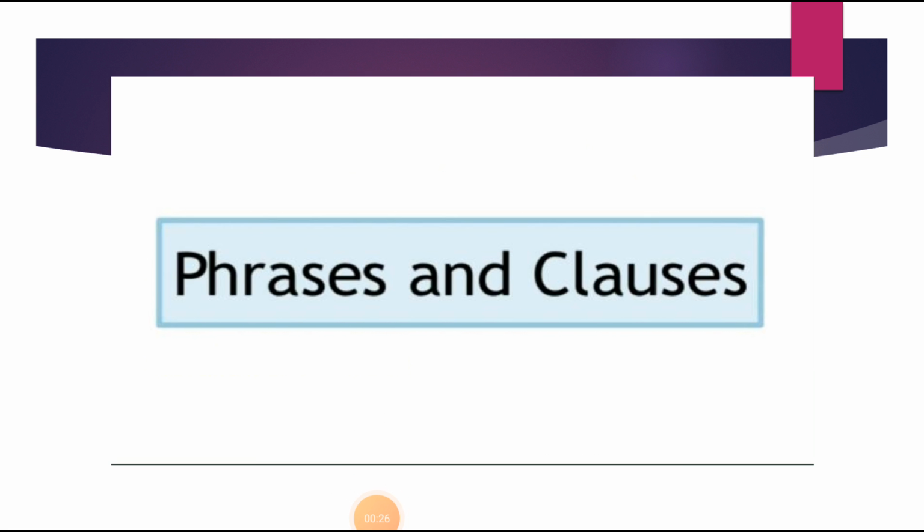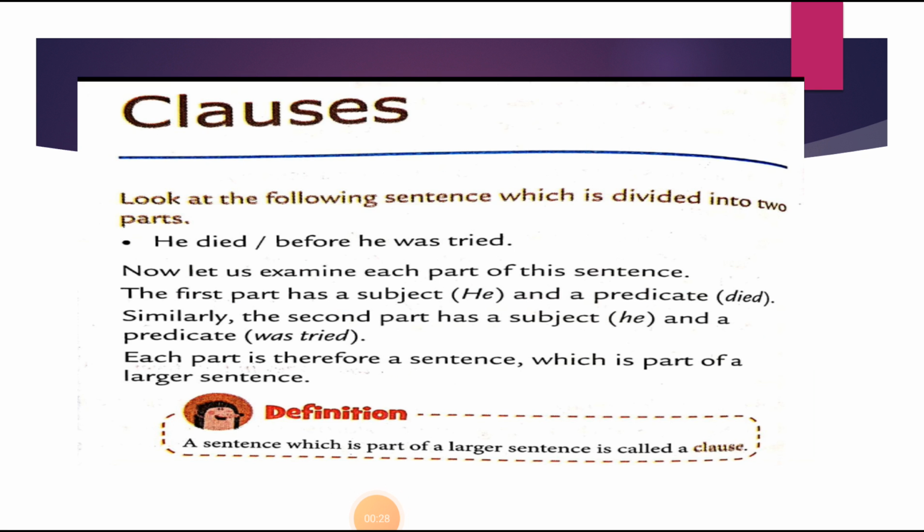Phrases and clauses. Clauses. Look at the following sentence, which is divided into two parts. He died before he was tried. Now let us examine each part of this sentence. See, the first part has a subject, he, and the predicate, died. And similarly, the second part has a subject, he, and a predicate, was tried. See, each part is therefore a sentence, which is a part of a larger sentence.